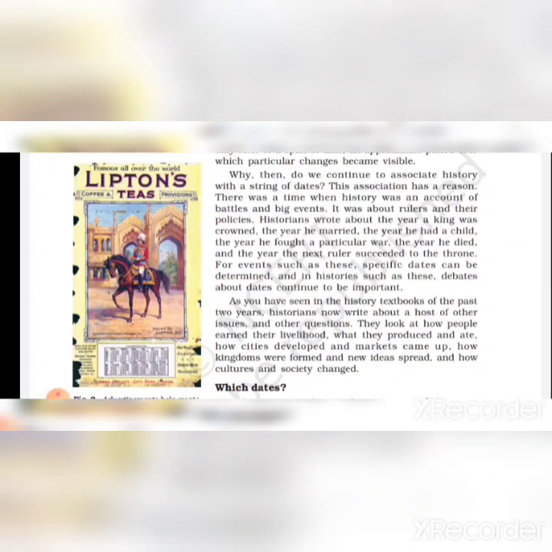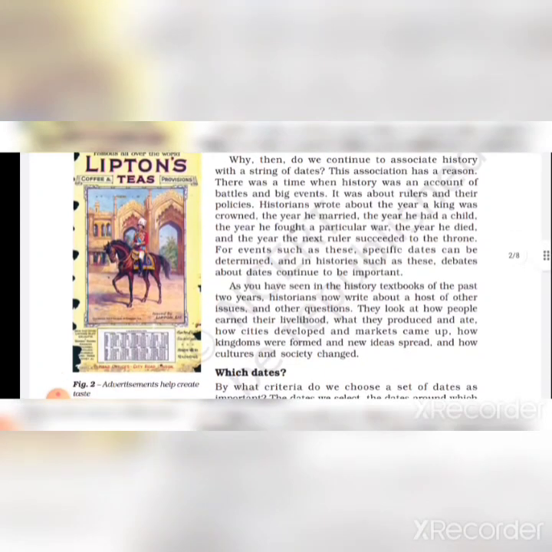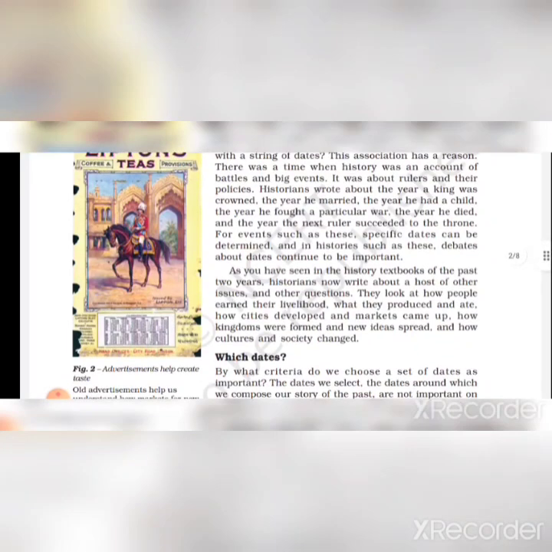Why then do we continue to associate history with a string of dates? This association has a reason. There was a time when history was an account of battles and big events. It was about rulers and their policies. Historians wrote about the year a king was crowned, the year he married, the year he had a child, the year he fought a particular war, the year he died, and the year the next ruler succeeded to the throne. For events such as these, specific dates can be determined. And in histories such as these, debates about dates continue to be important.